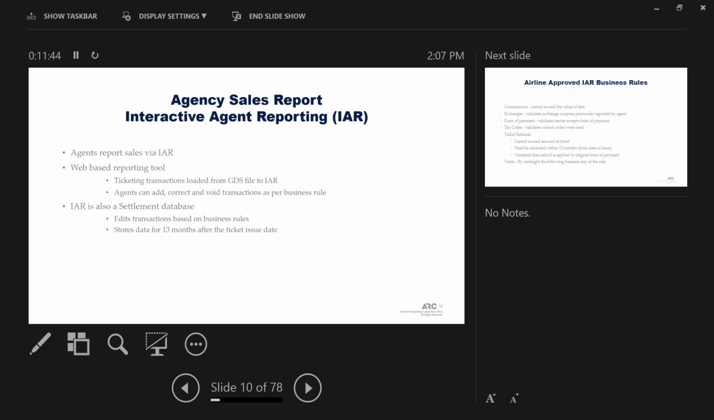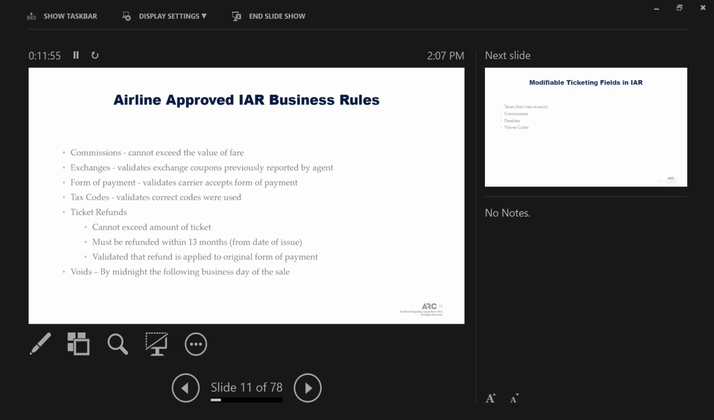IAR is a settlement database. It edits the transactions based on those established business rules and stores the data for 13 months after the ticket issue date. The airline-approved IAR business rules include commissions. They cannot exceed the value of the fare. Exchanges are validated against those previously reported by the agency.